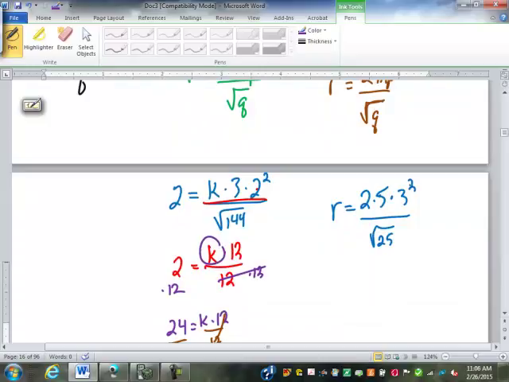So on top, obviously we have to do the 3 squared first, which is 9. 2 times 5 is 10, times 9 is 90. On bottom, the square root of 25 is 5. We divide that out, we get 18. R is 18.